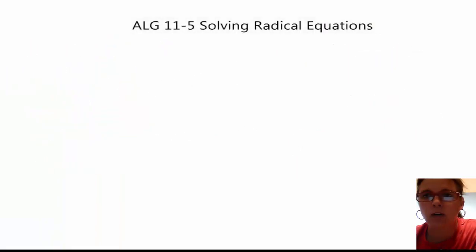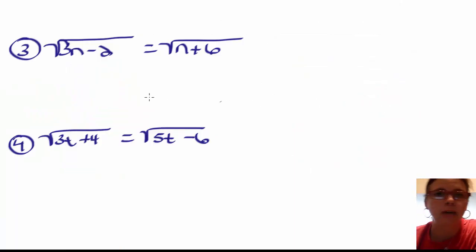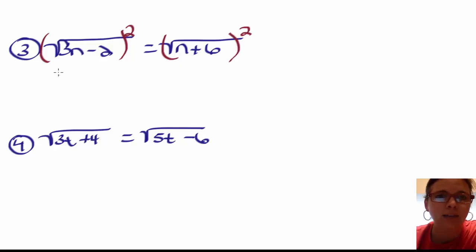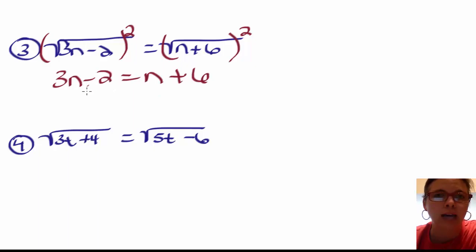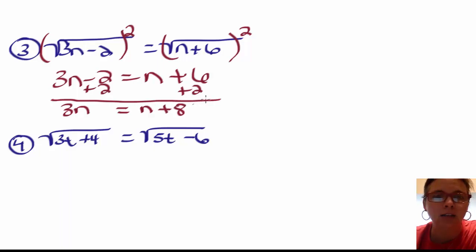So then we'll go to some more examples here. If we have radicals on both sides, then you can square just like before. We can square both sides to get rid of those radicals. So we're left with 3n minus 2 equals n plus 6. Now it's a two-step equation. We're going to add 2 to both sides. And we're left with 3n equals n plus 8. It's actually a three-step equation.